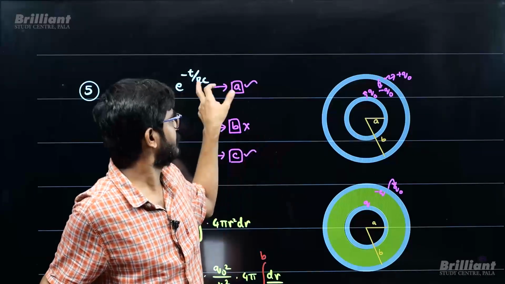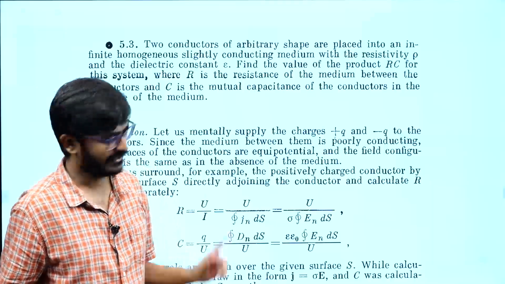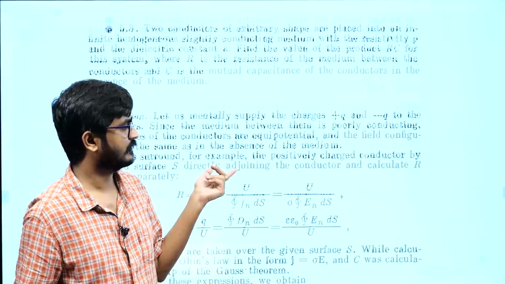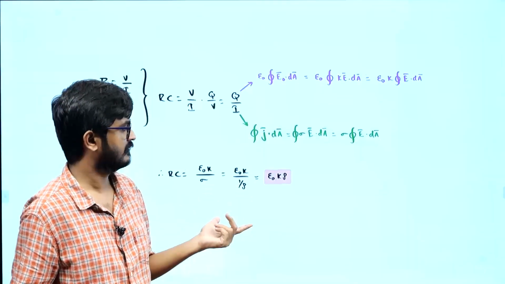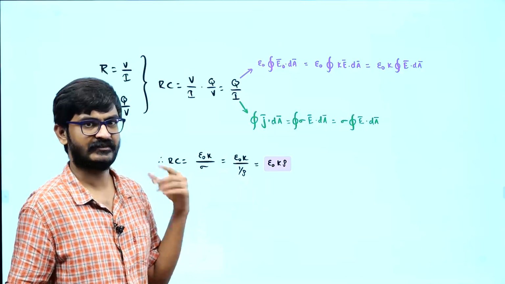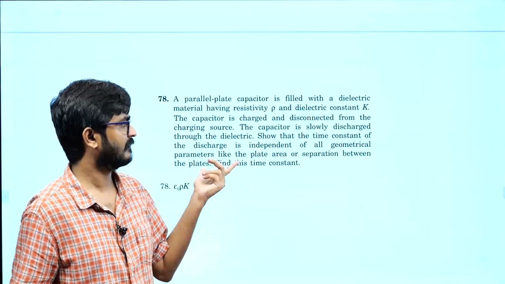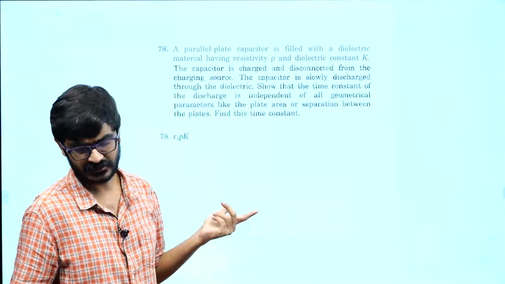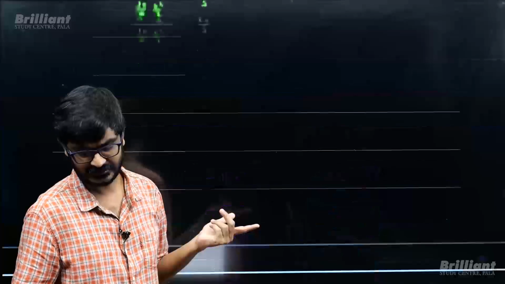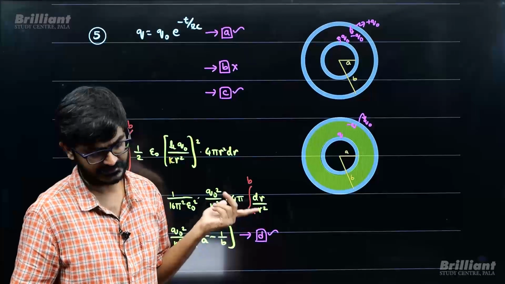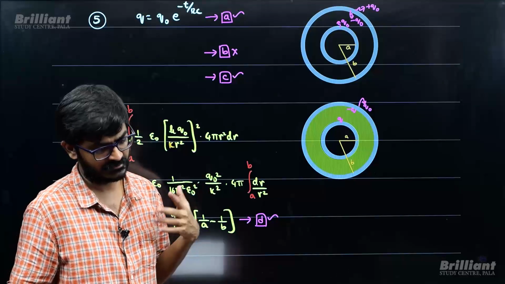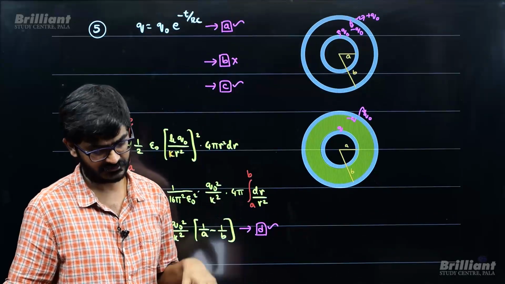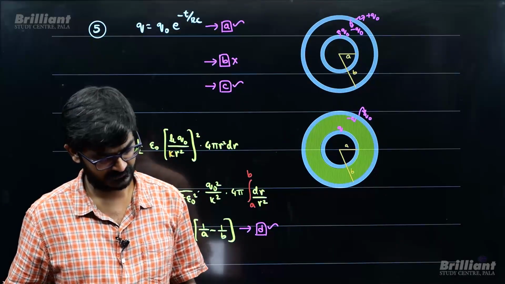Now that time constant R into C, I have done in the revision class. R into C is going to be a constant for any situation. Like the parallel plate capacitor is the easy way of getting it back if you don't remember. So that's the reason I didn't do what RC is there. RC I know is rho k epsilon naught. So option 1 will be correct. Option C will be correct because after a long time it is going to become 0, but not immediately.